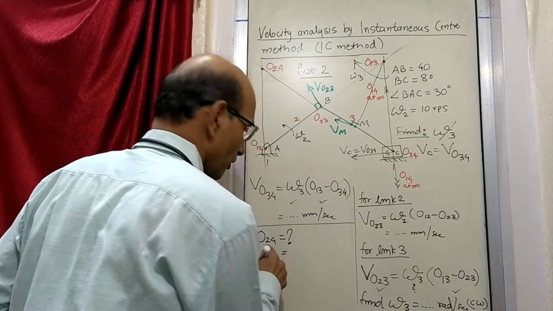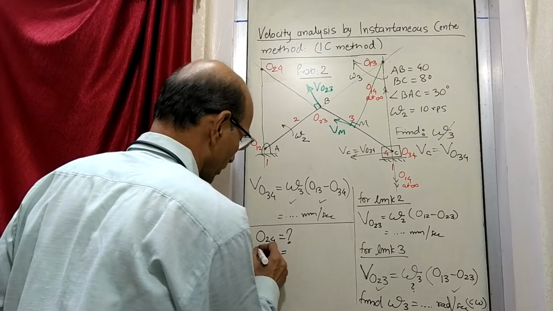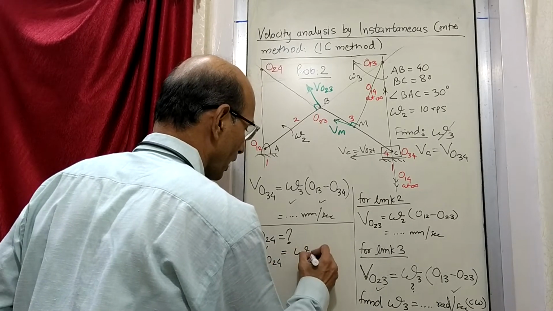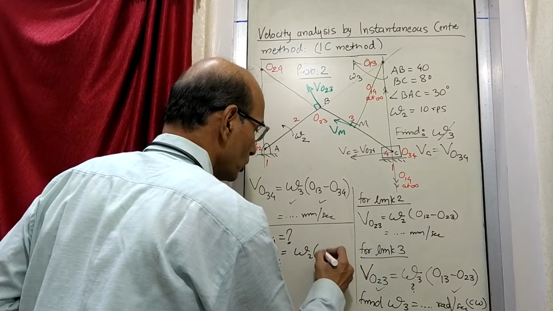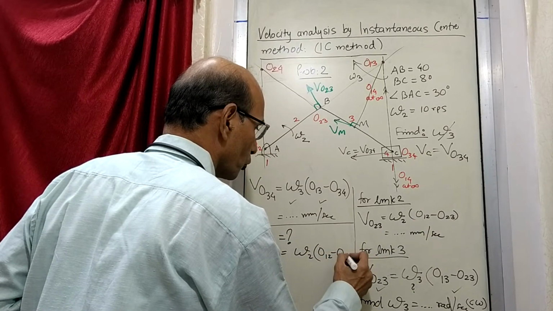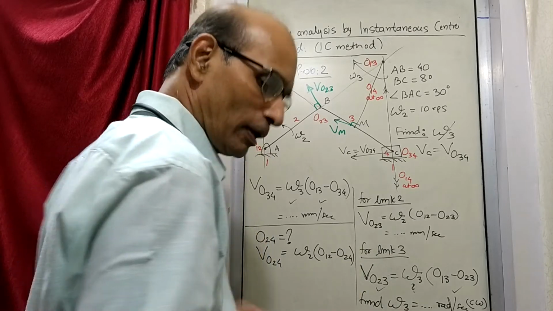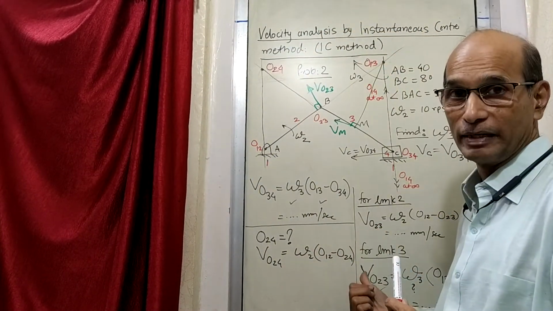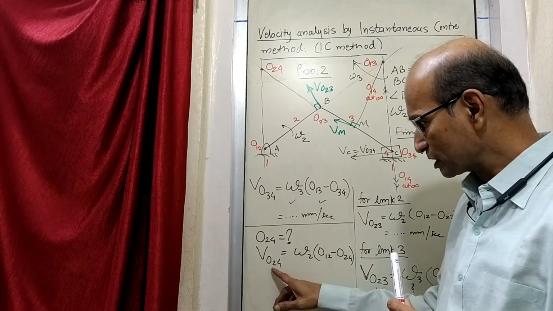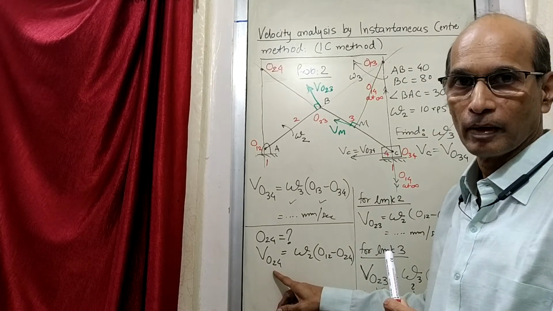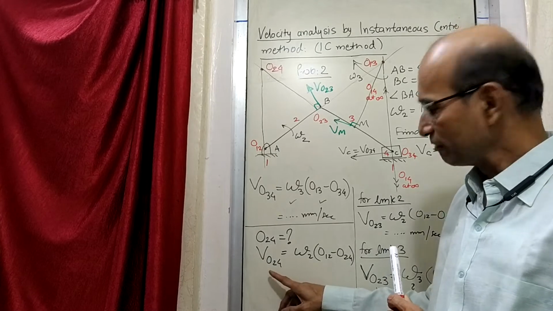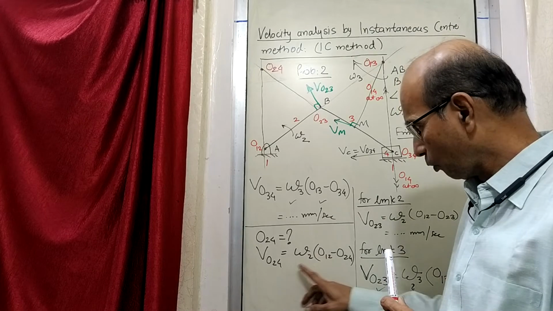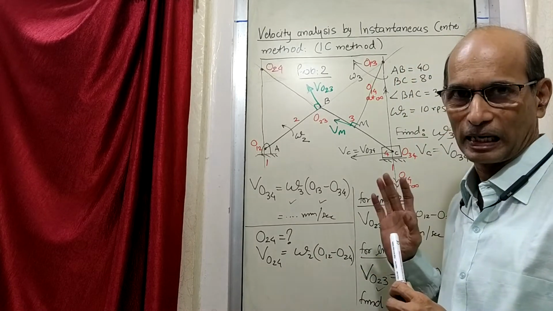saying that velocity of point O24 is equal to omega 2, in the same way, omega 2 times the distance from O1,2 to 2,4. Can we write like this? Why not? We can write, because we have written something similar every time. Velocity of any point which belongs to 2 and 4 also. So if it is on 2, then its velocity is omega 2 times the distance from O1 to 24. So we can very well write like this.